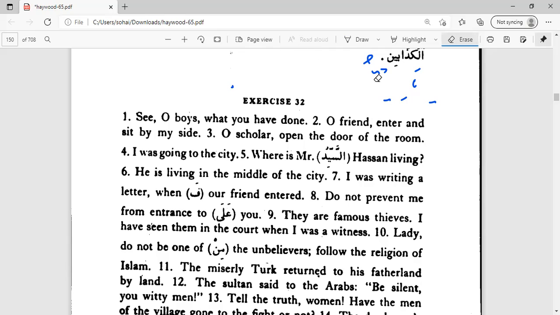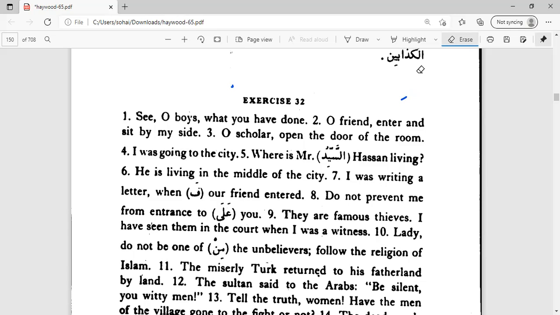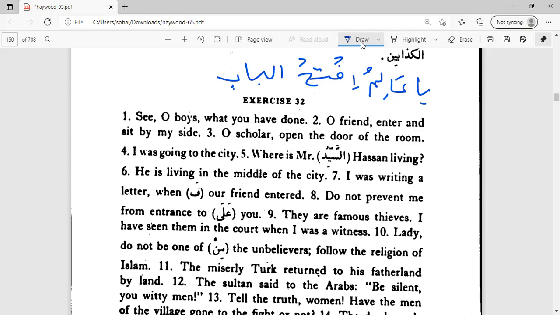Ya alimu. افتح الباب الغرفة. Is that right? يا عالم افتح الباب الغرفة. Like that. So what construction is this, the door of the room?